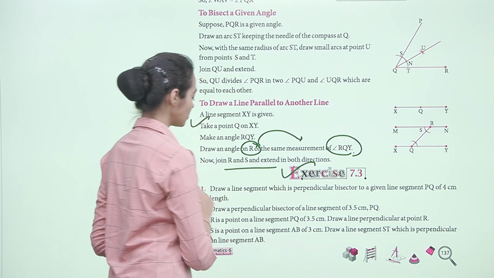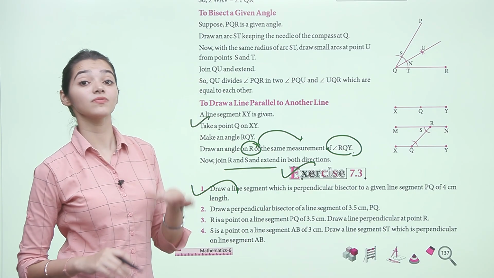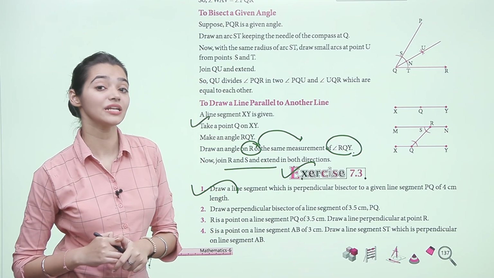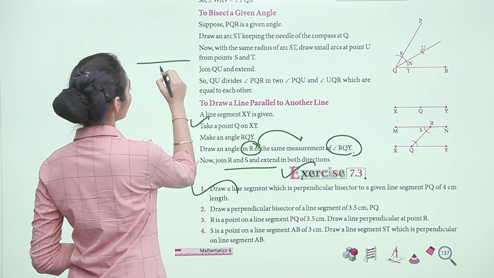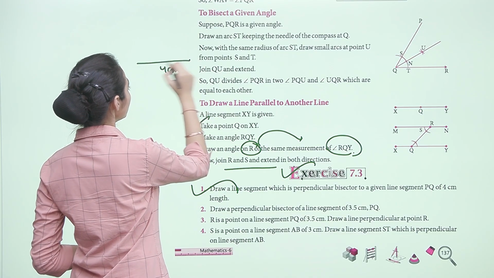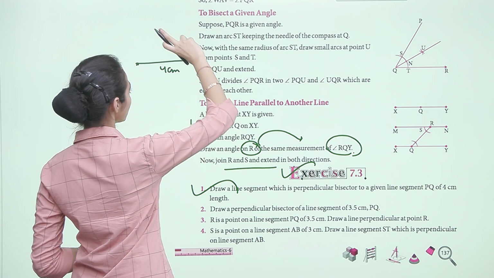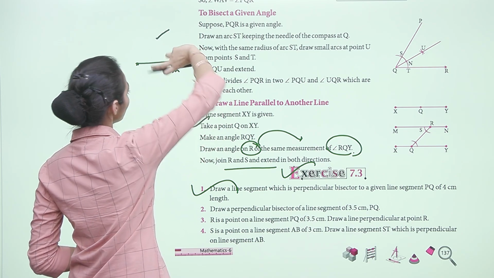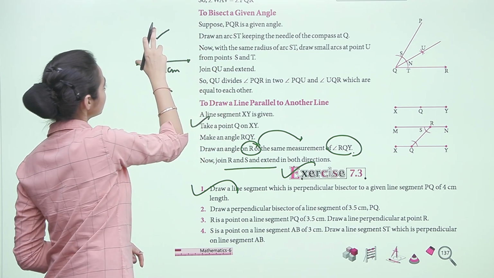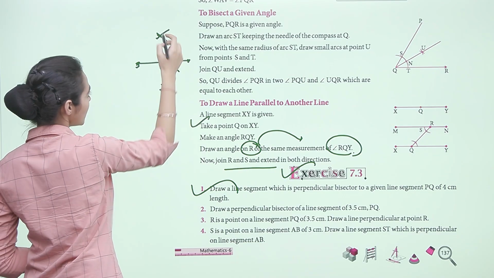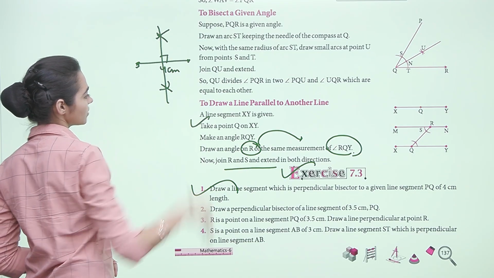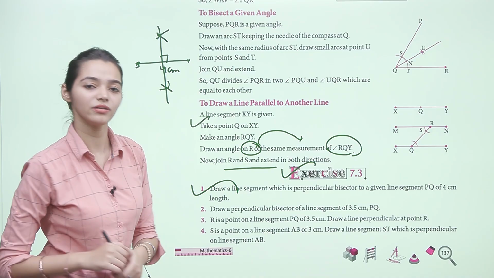Here is our exercise 7.3. In the first one, you have to draw a line segment which is the perpendicular bisector of a given line PQ of 4 cm. So what we'll do, you will first draw a line segment of 4 cm. Then after that you will take a compass and draw an arc here, then another arc here, then again one arc here and another arc here. After that you will join them and this is the perpendicular bisector. That's how you have to complete the remaining part.